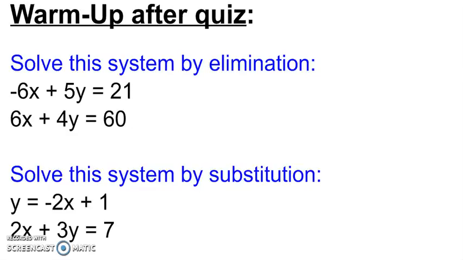This video is to review the warm-up problems that you just completed. The first one was solving this system of equations using elimination. This is a pretty straightforward elimination problem because we already have both equations written in standard form, and we see that negative 6x and 6x are opposites. So we're ready at this point to add down in order to solve the system by elimination.